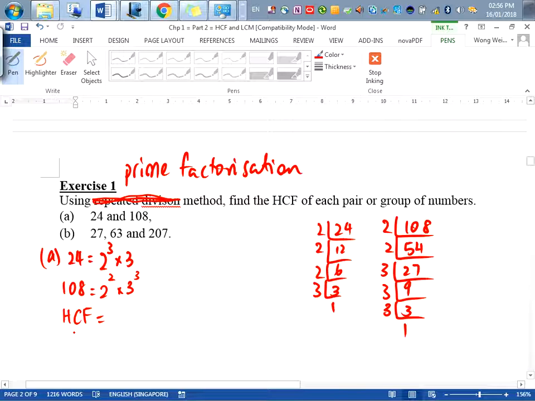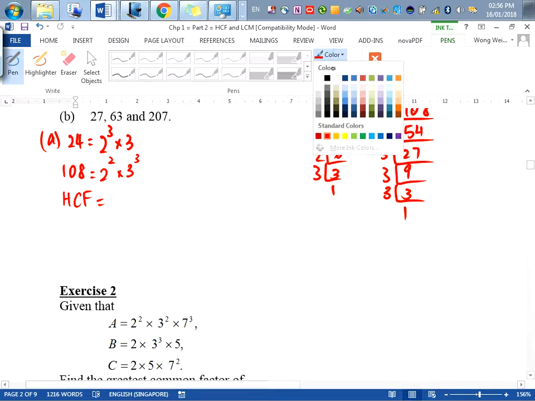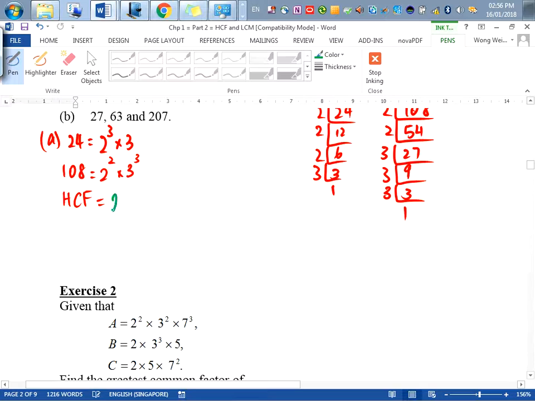And now, highest common factor, what did I say? What am I supposed to extract out from 24 and 108? What should I take out? Only the common factors, right? Whatever is common, I take it out. So the very first factor will be 2. Is it just 2? How many 2s are common?